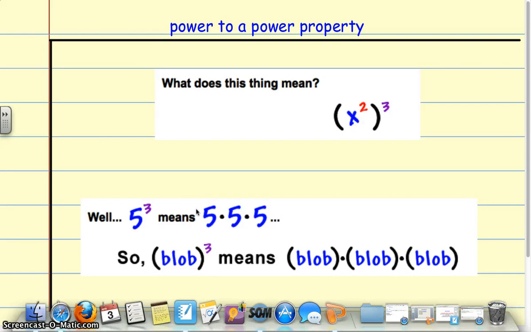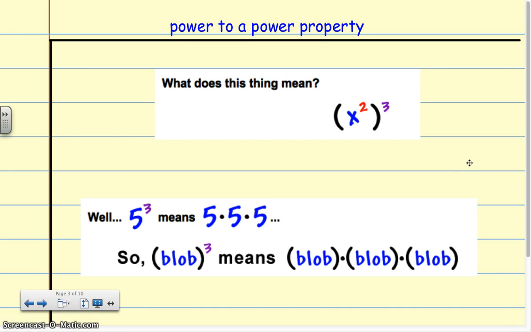Alright, class. Today we are extending our exponent knowledge by another little trick. We're going to do the power to a power property. Now, take a look at this first little example. We have x squared cubed. And I say, what does that mean? Well, that means I'm going x squared 3 times.